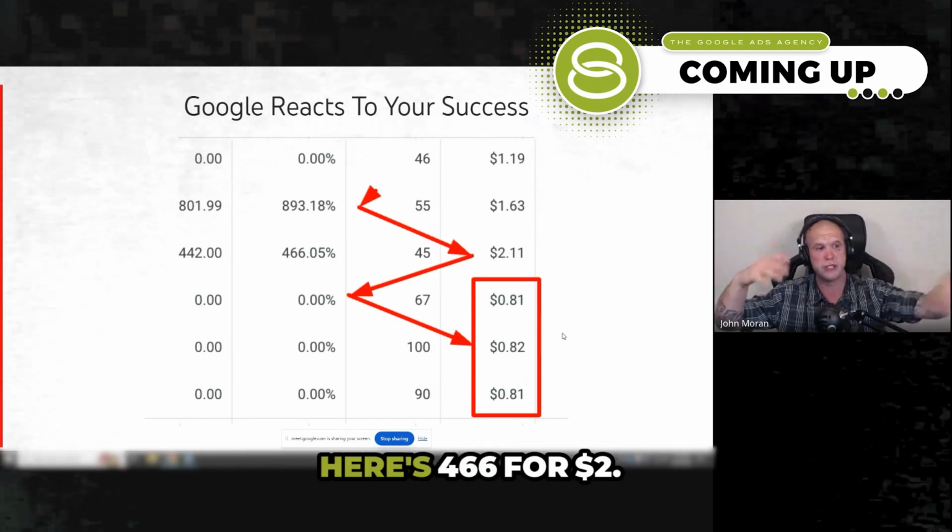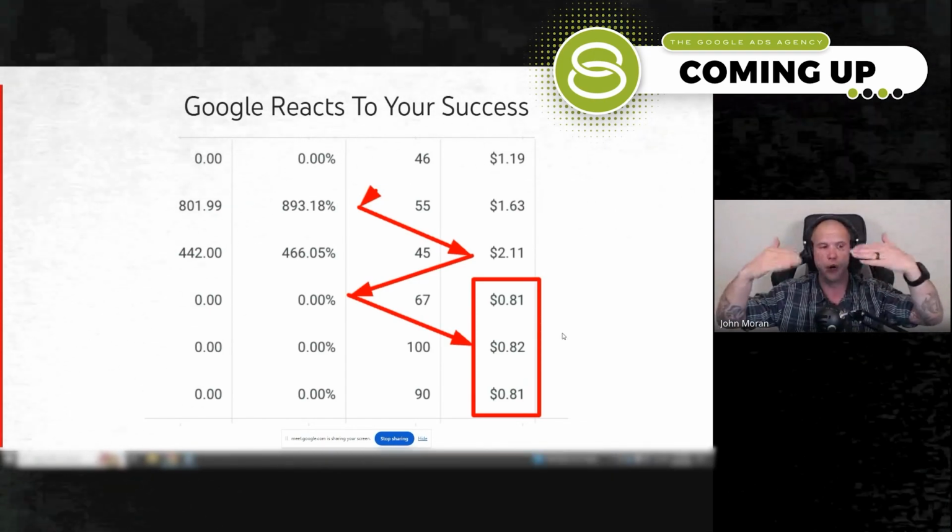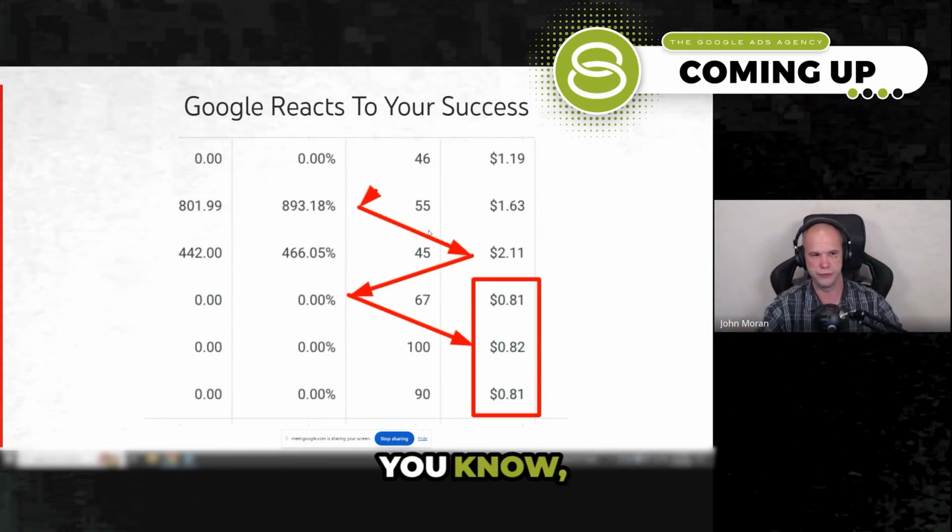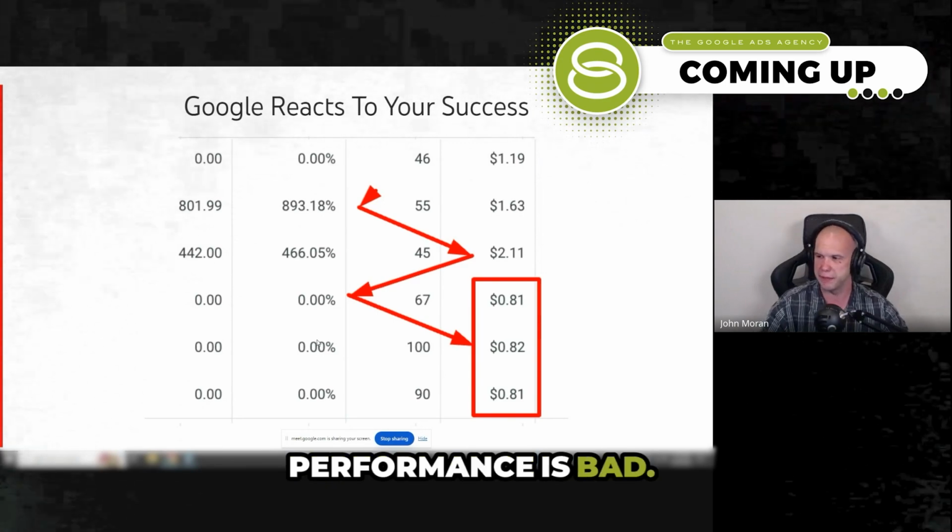Oh, you got 800 ROAS? Here's 466 for $2. Uh-oh, we didn't get anything. 80 cents, 80 cents, 80 cents. Clicks are spiking up because performance is bad.